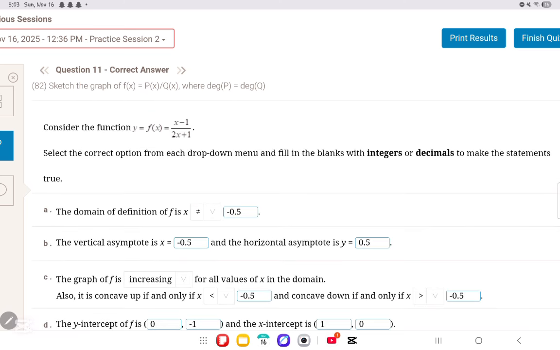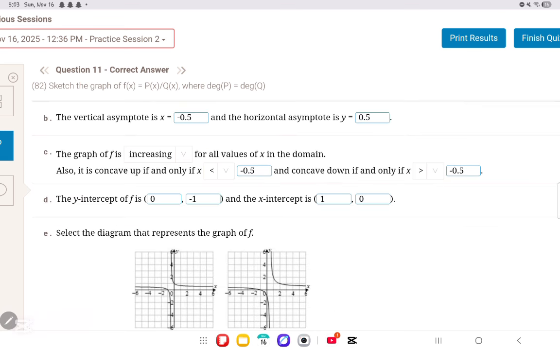We need to go back to the original equation. For the x-intercept, you need to make y equal to 0. So 0 is equal to x minus 1 over 2x plus 1. Move this to the other side. 0 times anything is 0. So now you're left with 0 is equal to x minus 1. That means my x-intercept is 1. And my y is what? My y is 0. Always for the x-intercept, y is 0. And for the y-intercept, x is 0. So now for the y-intercept, I substitute 0. 0 minus 1 over 2 times 0 plus 1, which is basically minus 1 over 1, which is minus 1. Now I have all of my information.